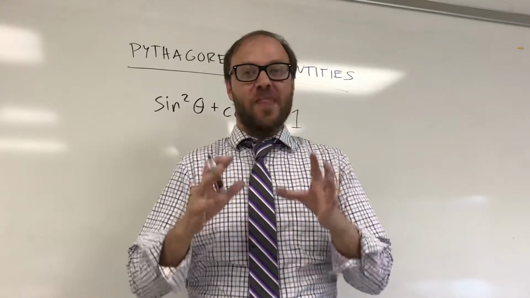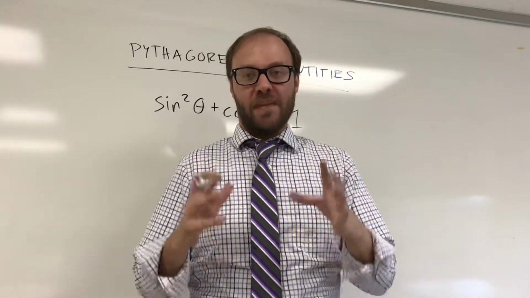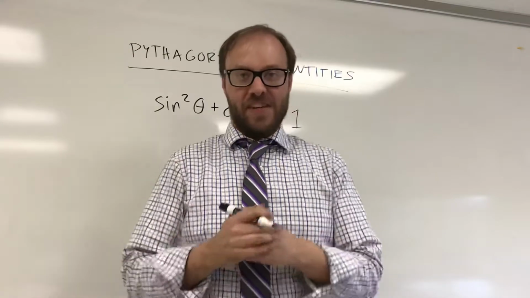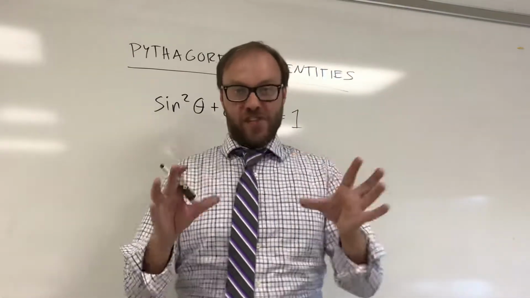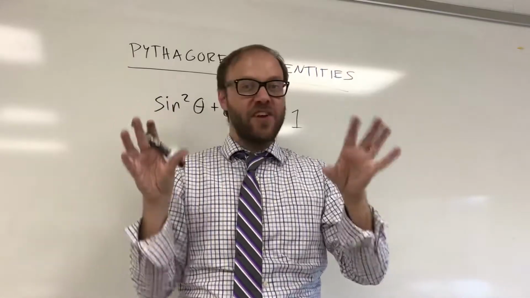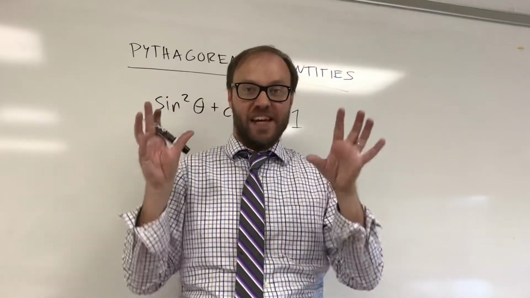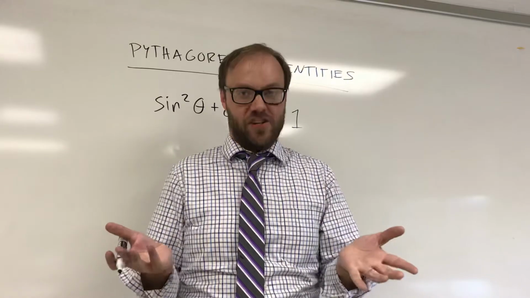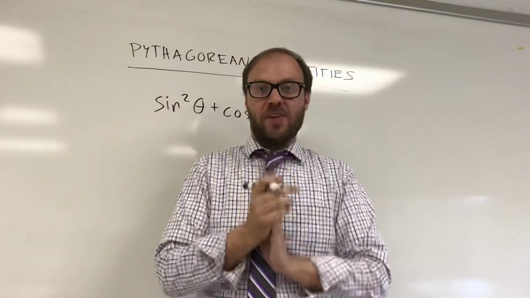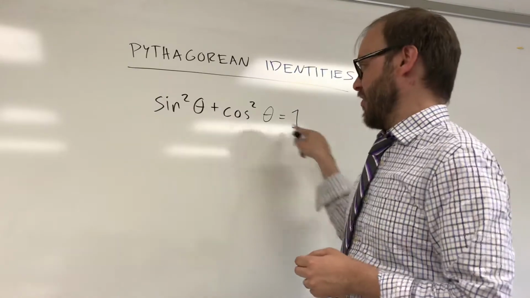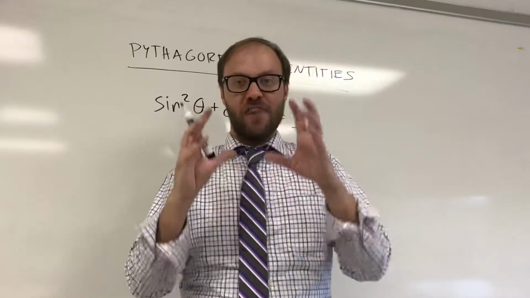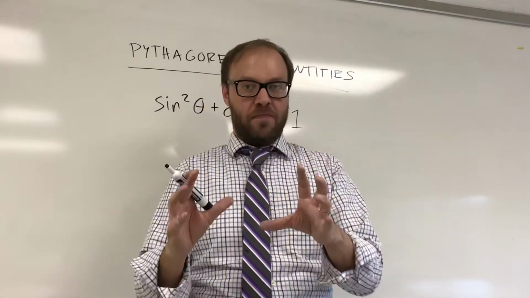The other two Pythagorean identities for trig can be derived from the same statement. So here's the idea. If I have an equation, both sides are equal, which means I can do the same thing to both sides of the equation, and I should get another equivalent equation. Here's what I'm going to do. I'm going to divide every single term here by the cosine function squared.